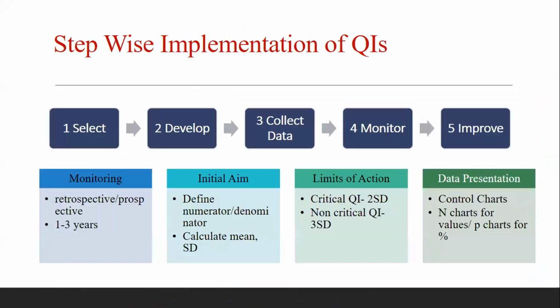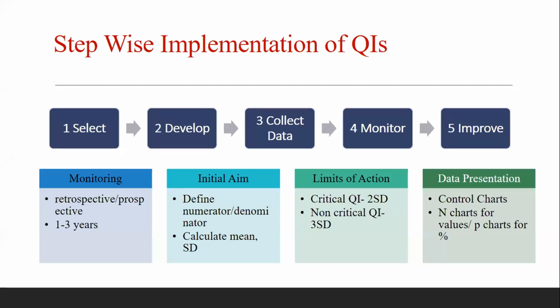So when we talk about the implementation of quality indicators, we go stepwise. First of all, we need to select the quality indicator. Next, the development of the quality indicator with defined numerators and the denominators. Then further collect the data which is required, monitoring and evaluating the data that we have, analyzing and interpreting, and thus we can improve our services.